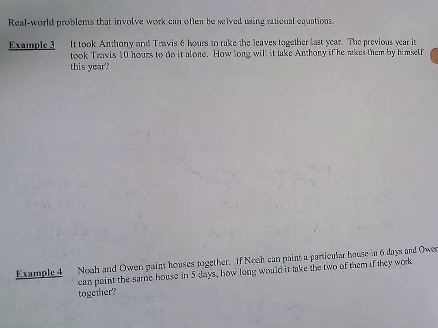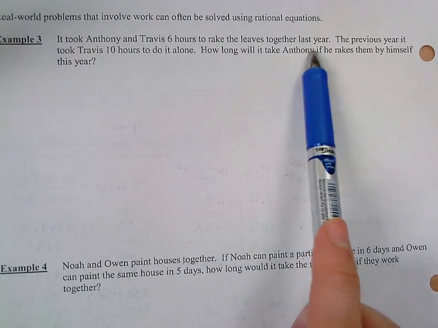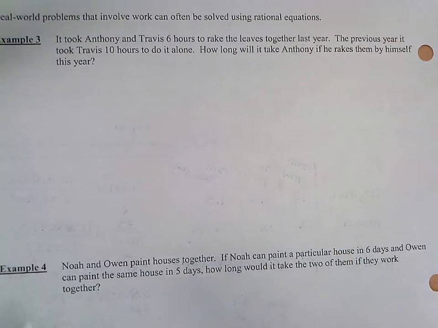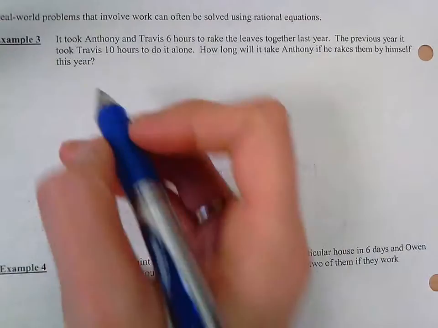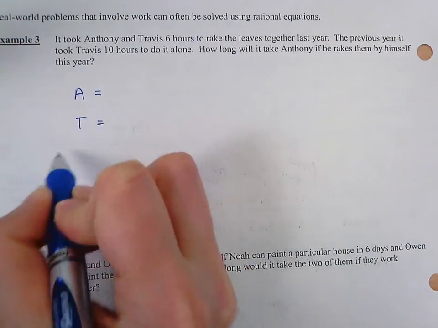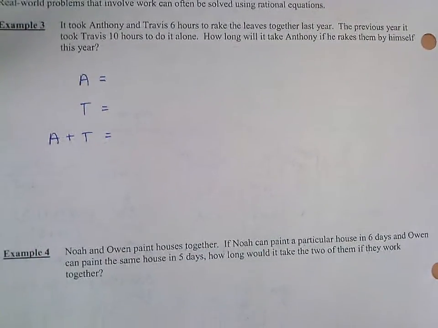So in example 3, it's talking about 2 people raking leaves. It says it took Anthony and Travis 6 hours to rake the leaves together last year, and the previous year it took Travis 10 hours to do it alone. How long will it take Anthony if he rakes them by himself this year? So I am going to set up 3 rates. So we have Anthony, so I'm just going to put A, we have Travis, and then we have Anthony and Travis together. So I have A, T, and then A plus T.